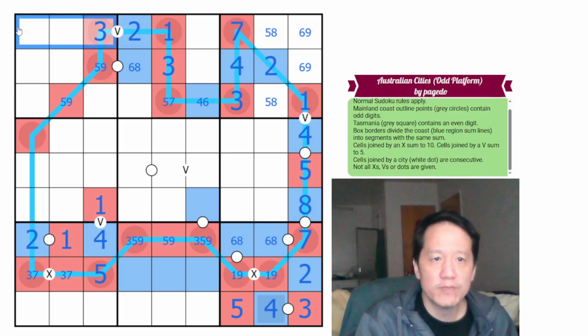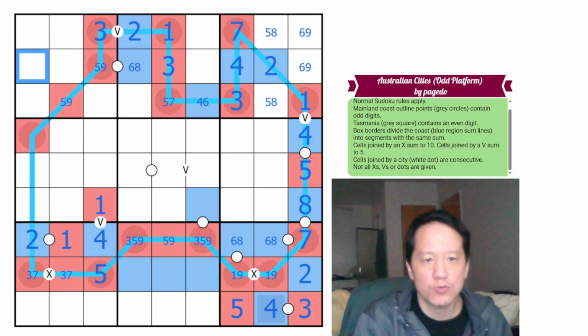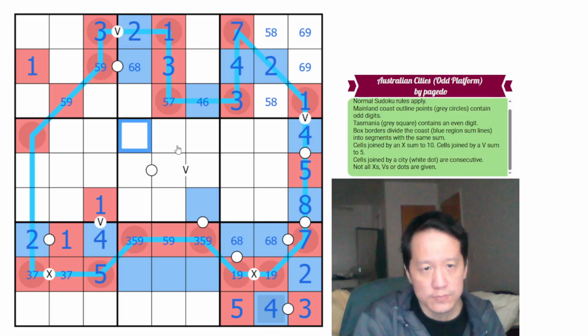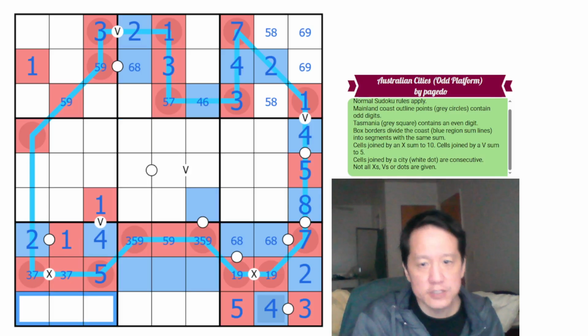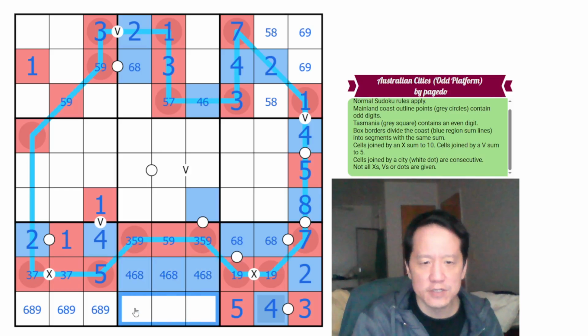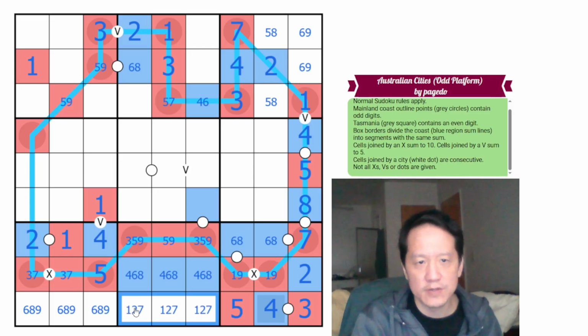We know in this upper left box, 1 cannot be here, 1 cannot be here, 1 can't be here, and 1 can't be here. So 1 has to be here. So this is an odd. The remaining digits here are 6, 8, and 9. The remaining digits here are 4, 6, and 8. And the remaining digits here are 1, 2, and 7.